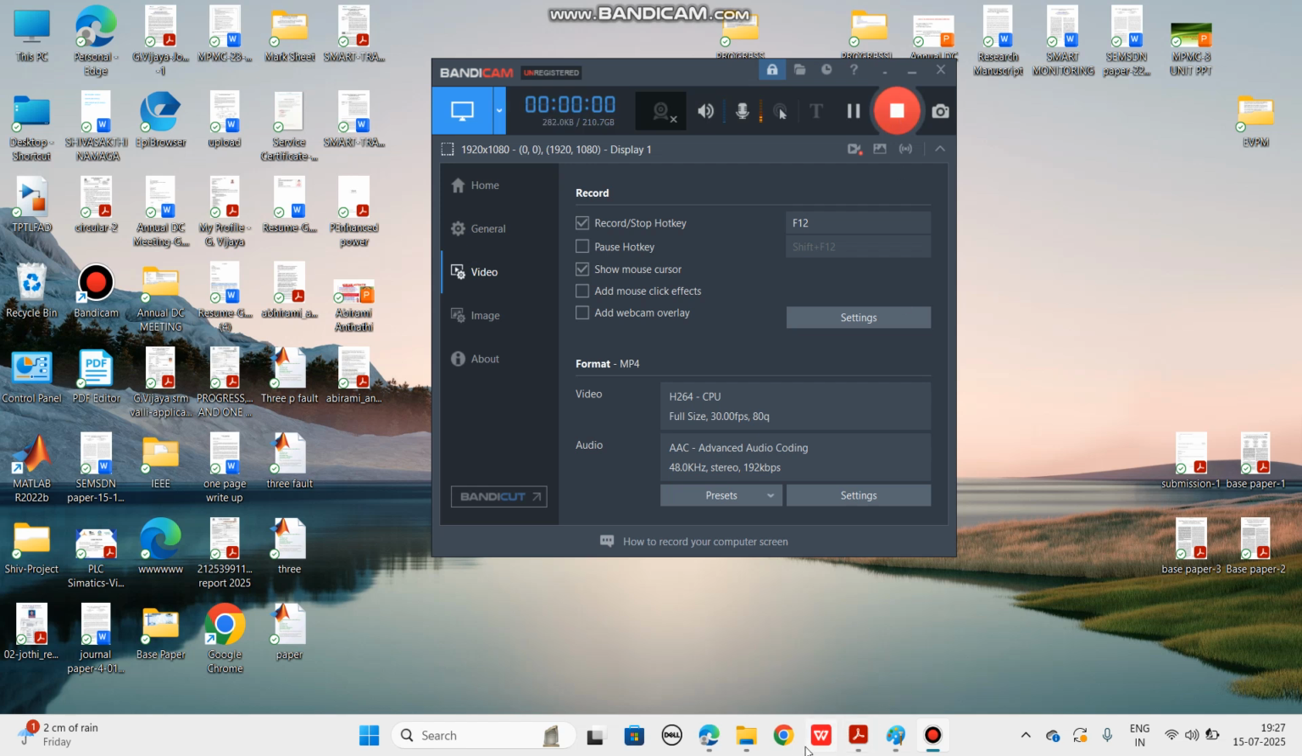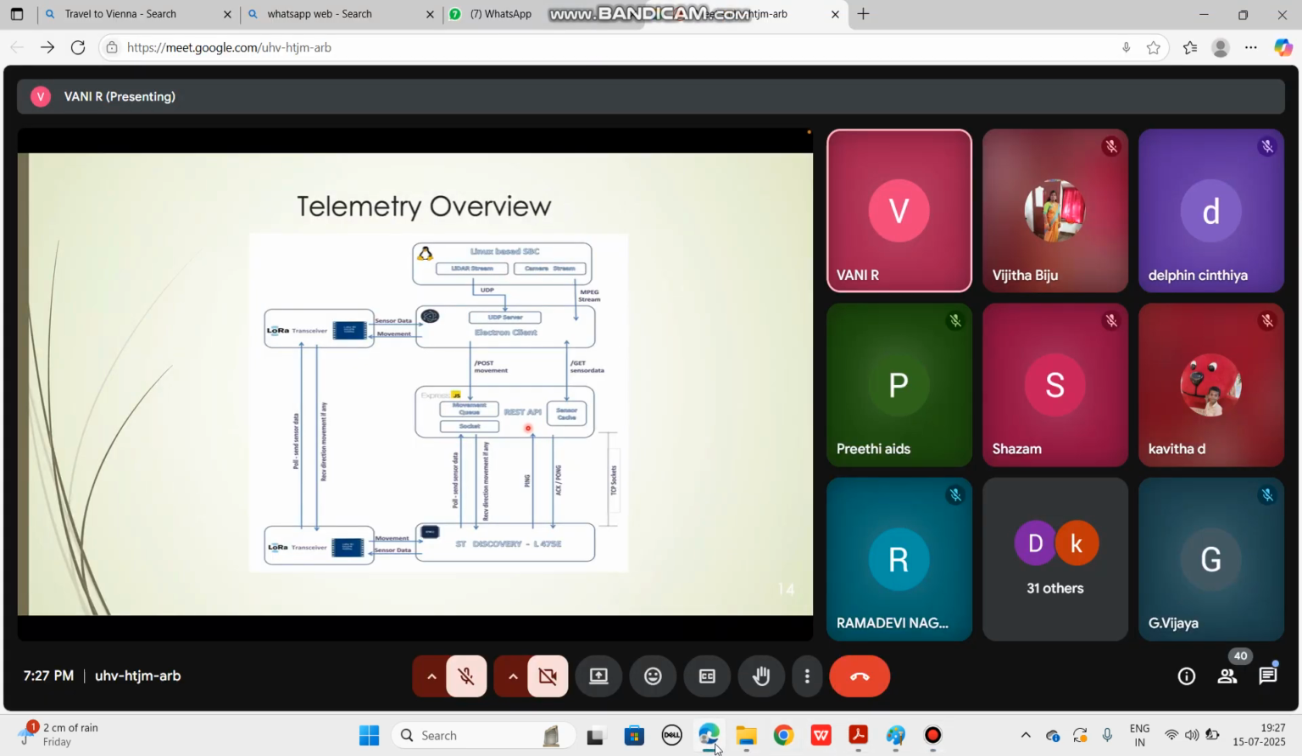Client as well as REST API and ST discovery, LoRa transceiver. So all this will be designed by a client server technology, and then it will be interfaced with the hexapod.